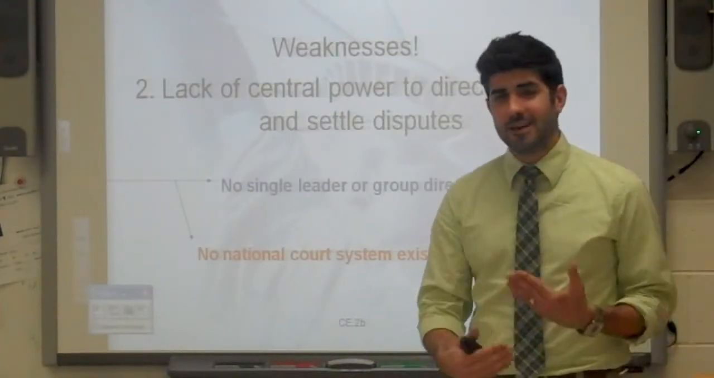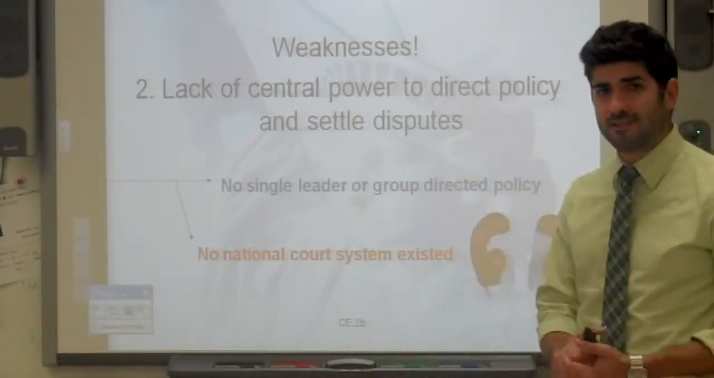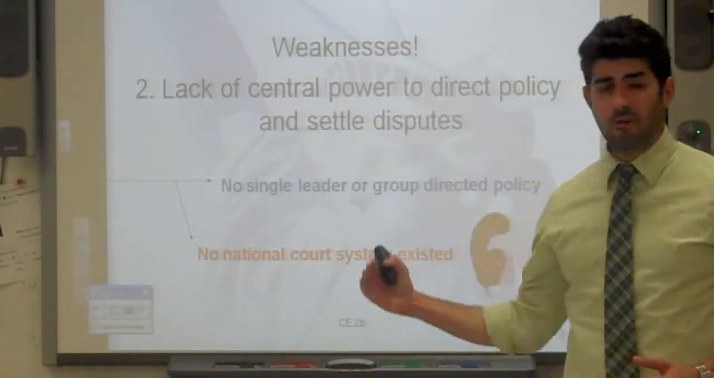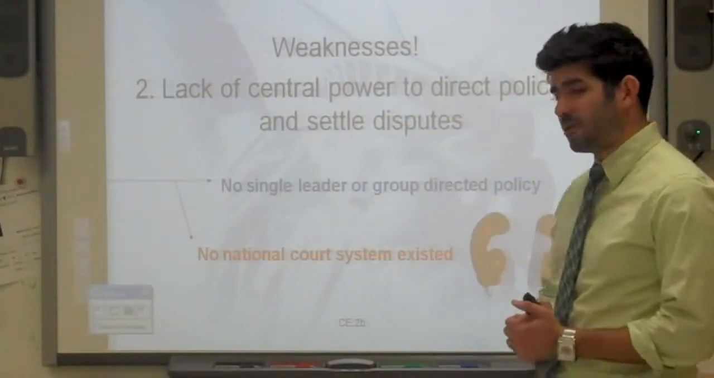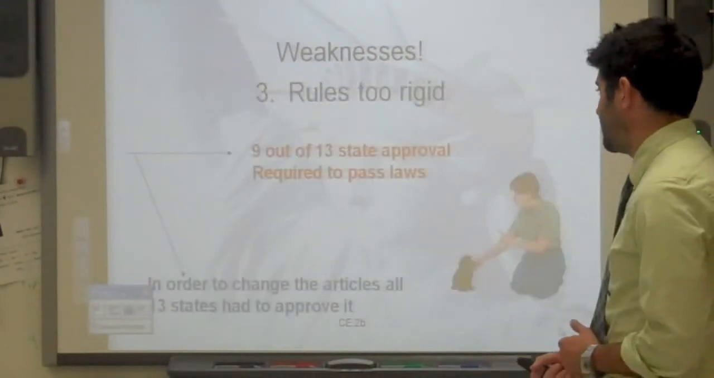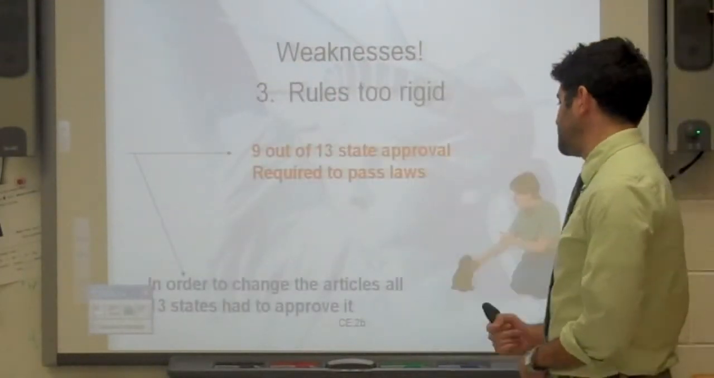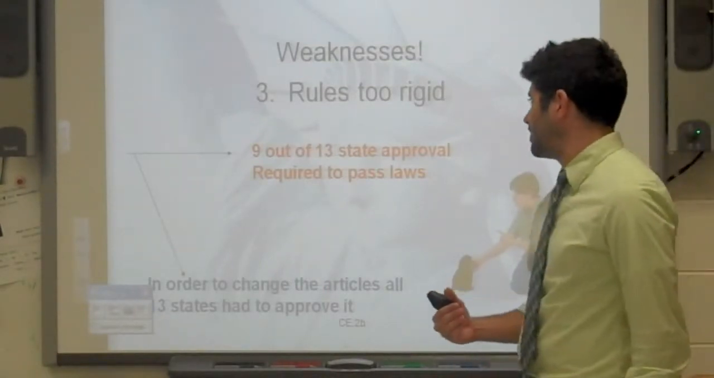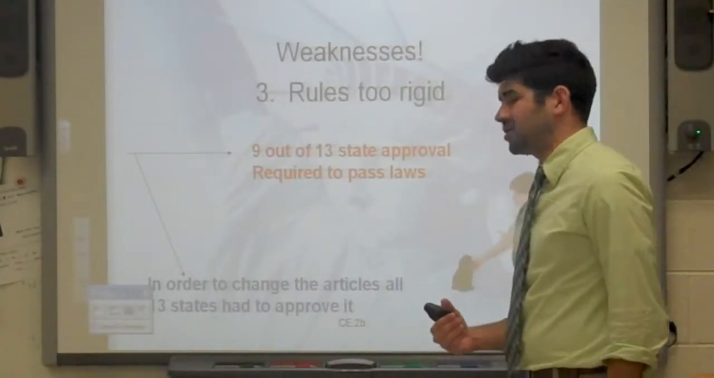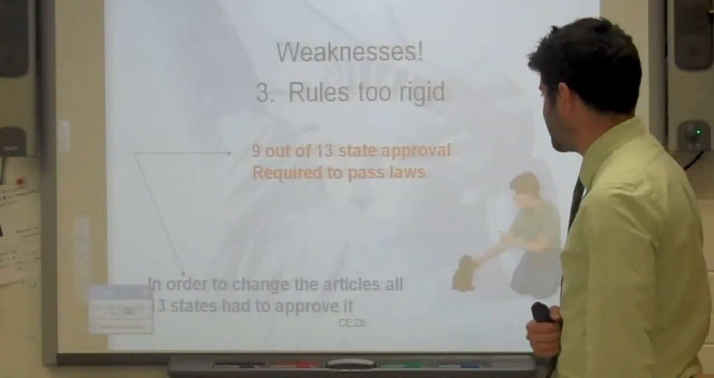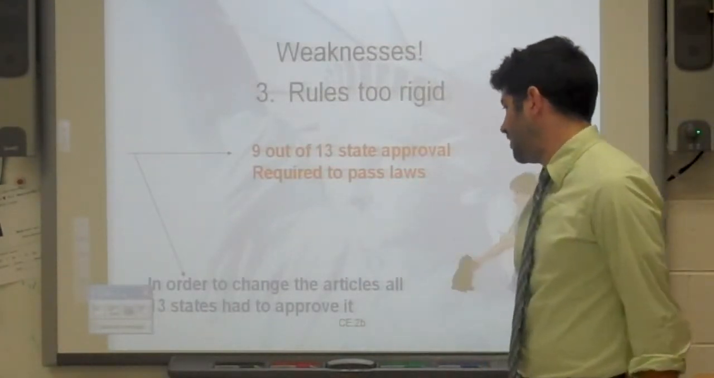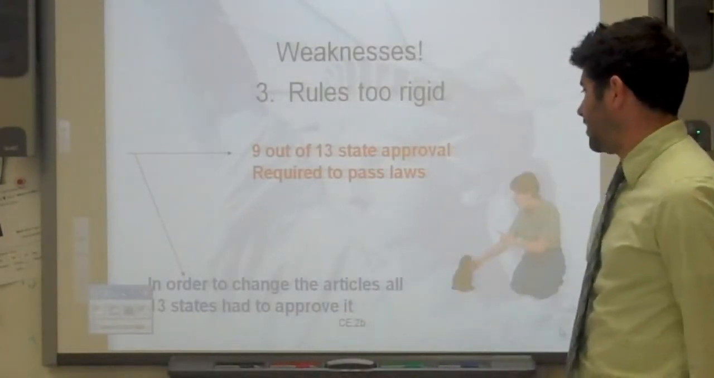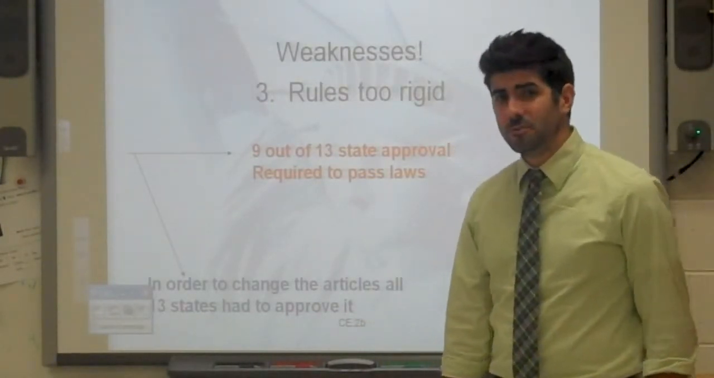Every state had their own kind of laws and their own system of working things out. Unfortunately, it was very complicated. There was no unified overall federal power governing the states. Unfortunately, also, the rules were too rigid. Very strict ways to change things. In order to pass any type of national law, you had to get 9 of the 13 states to pass the law. In order to change any of the national articles, all 13 states had to approve.